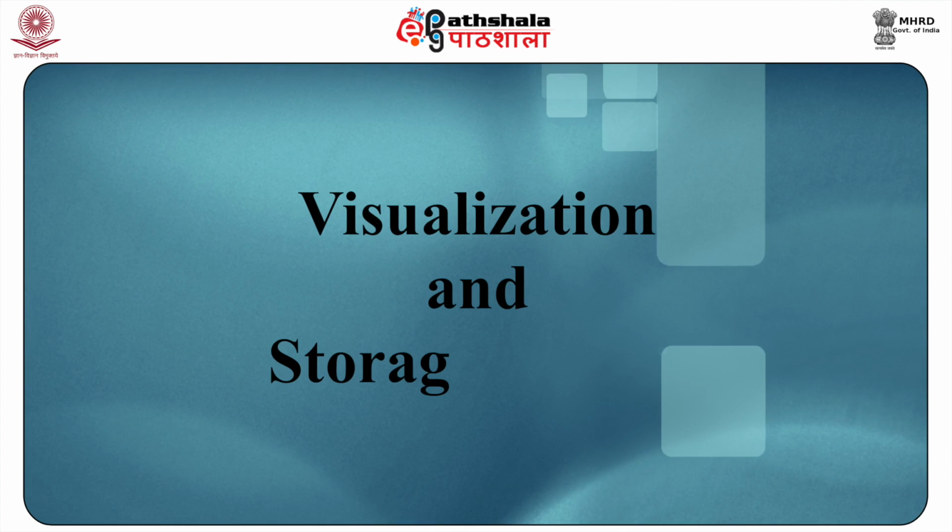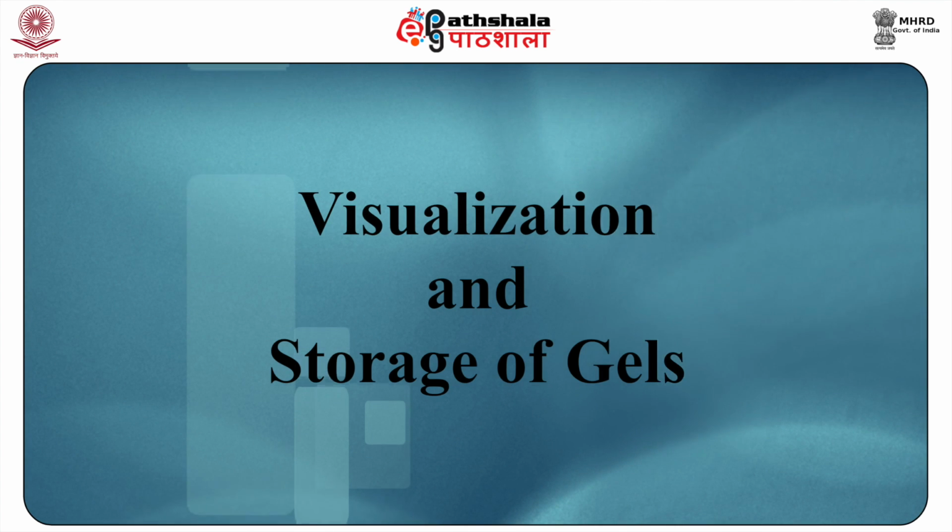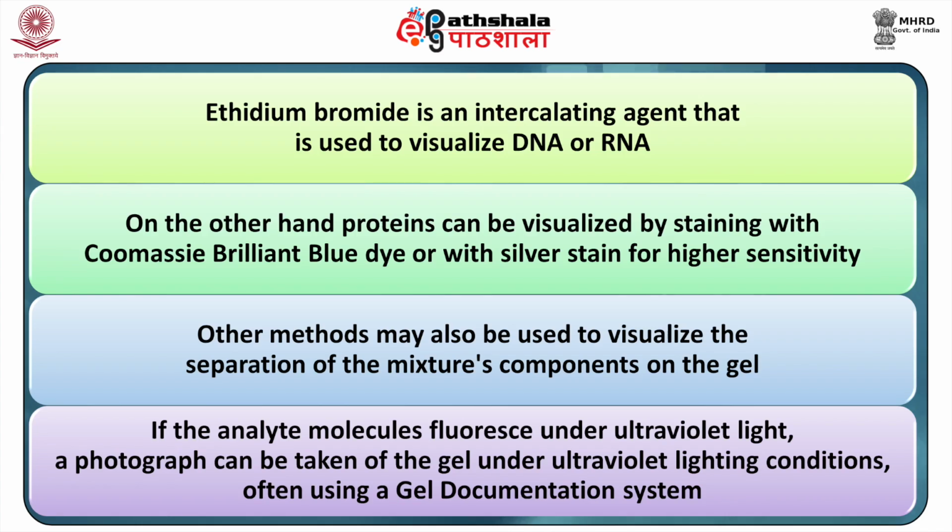Next is visualization and storage of gels. After the completion of electrophoresis, the resolved molecules in the gels can be visualized by staining. Ethidium bromide is an intercalating agent that is used to visualize DNA or RNA. On the other hand, proteins can be visualized by staining with Coomassie brilliant blue dye or with silver stain for high sensitivity. Other methods may also be used to visualize the separation of the mixture's components on the gel.